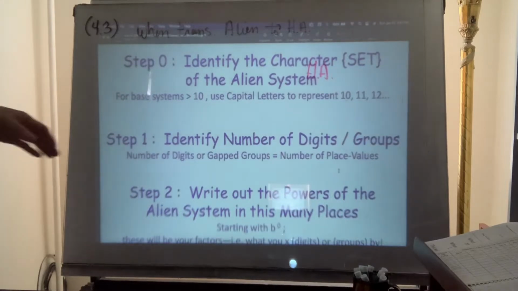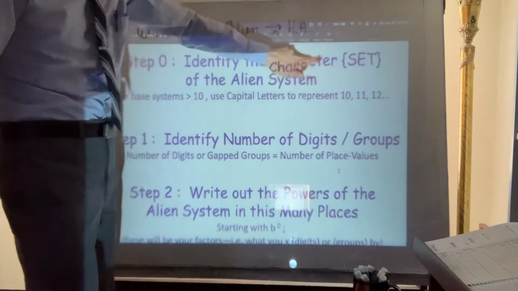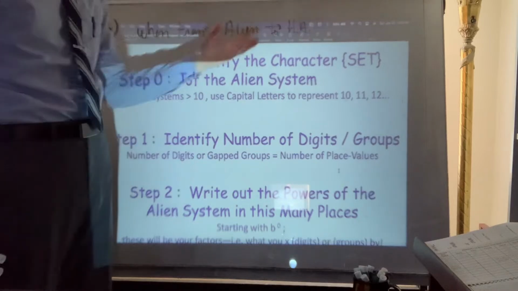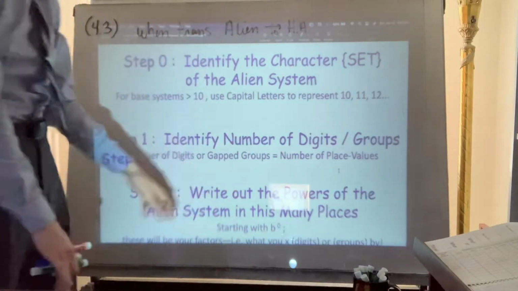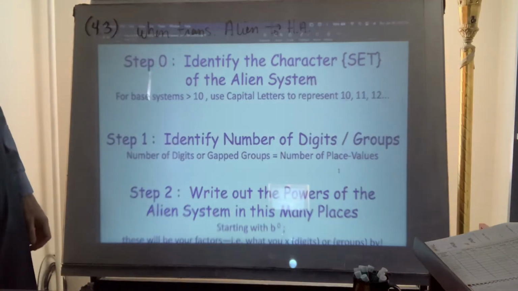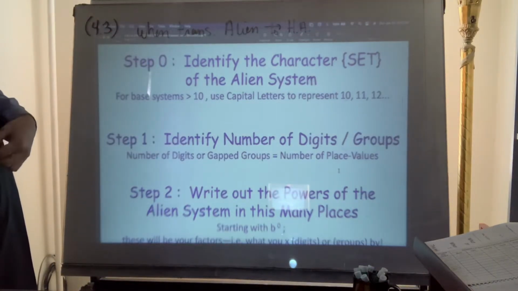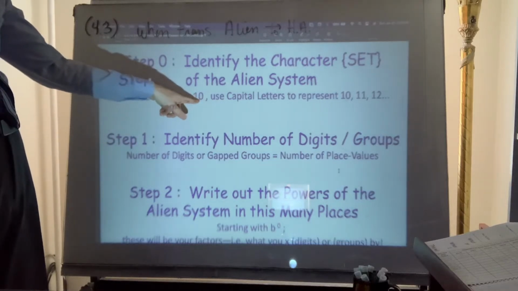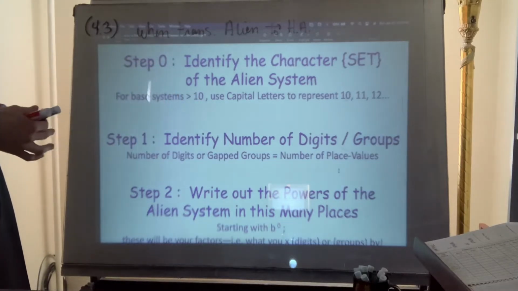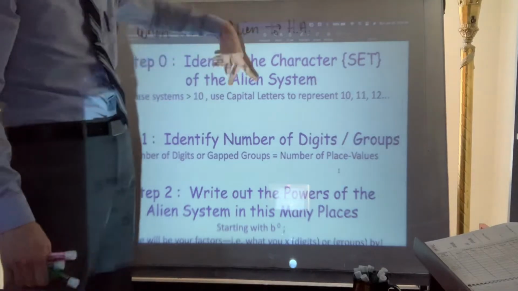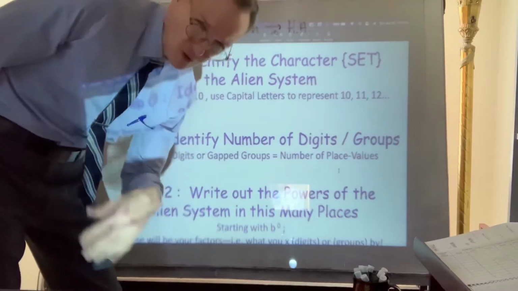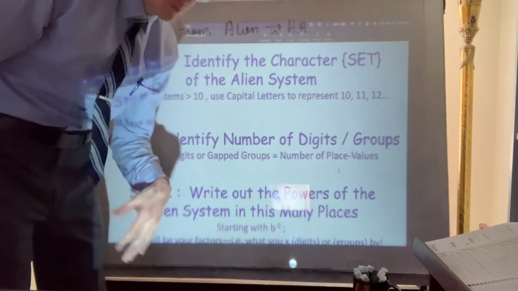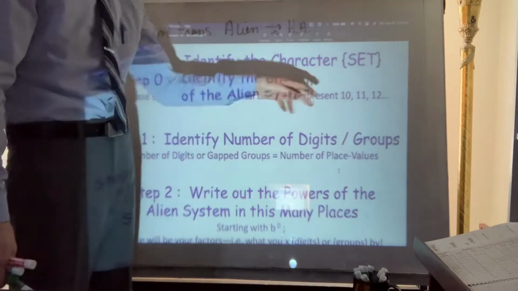Identify the character set of the alien system. Kind of keep it on hand or within view as a reference. And if you have a base system that's greater than 10, it really should be greater than 9, use capital letters for 10, 11, and 12. So like the hexadecimal system is really the first time that you would see that, other than maybe duodecimal.